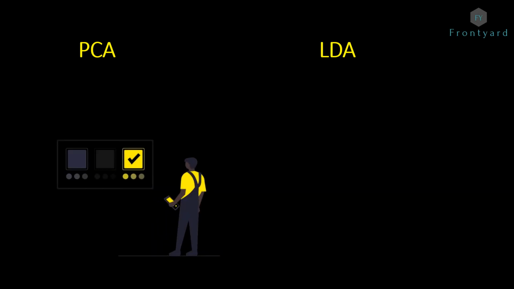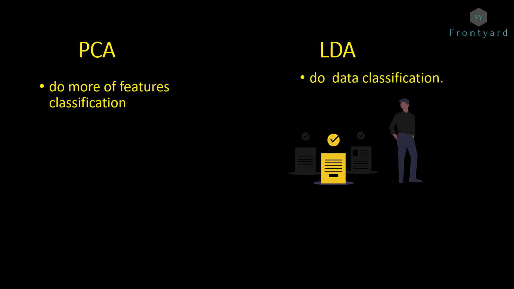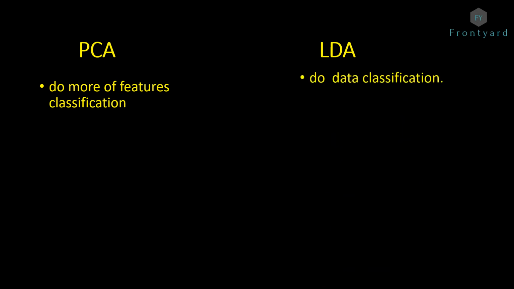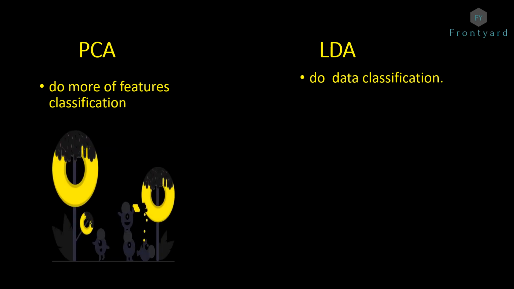One might get confused with PCA and LDA. The following gives a clear idea about the differences that exist between PCA and LDA. PCA can do more of feature classification and LDA can do more of data classification. The shape and location of a real data set change when transformed into another space under principal component analysis, whereas there is no change of shape and location on transformation to different spaces in linear discriminant analysis, where linear discriminant analysis only provides more of class separability.